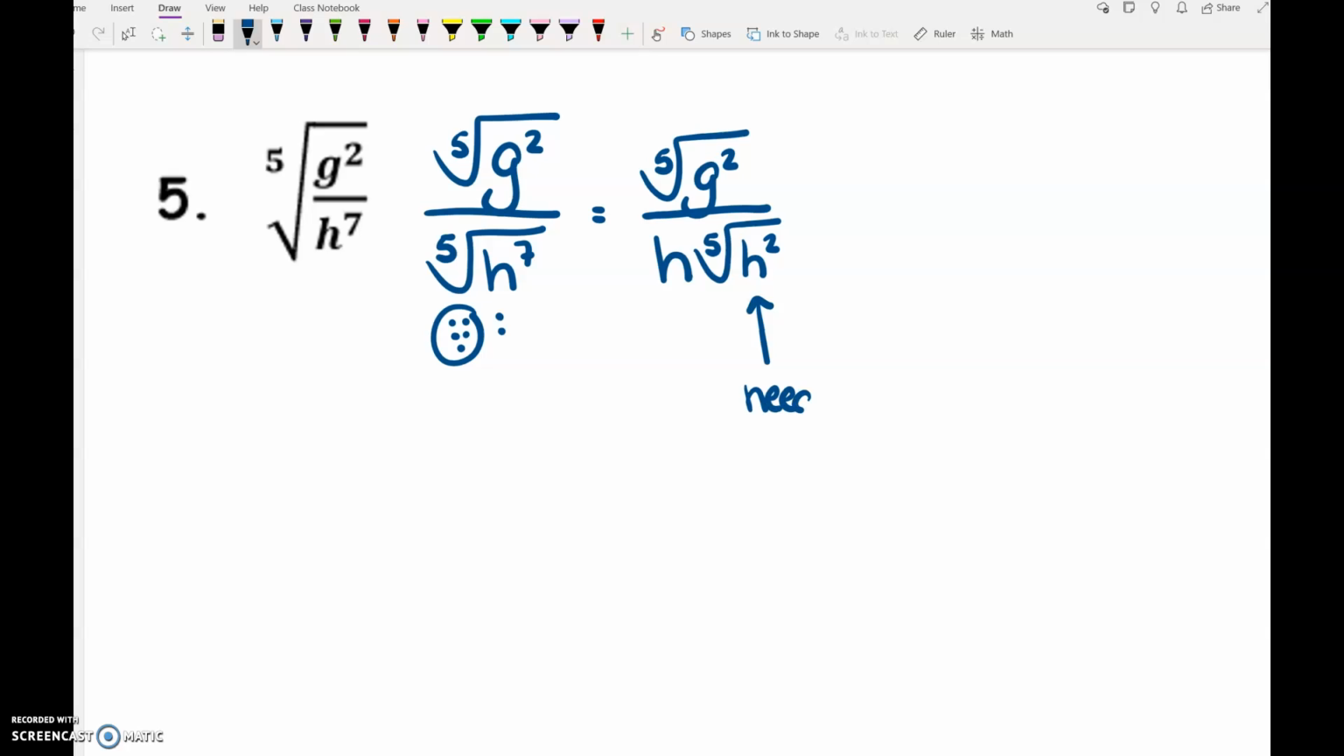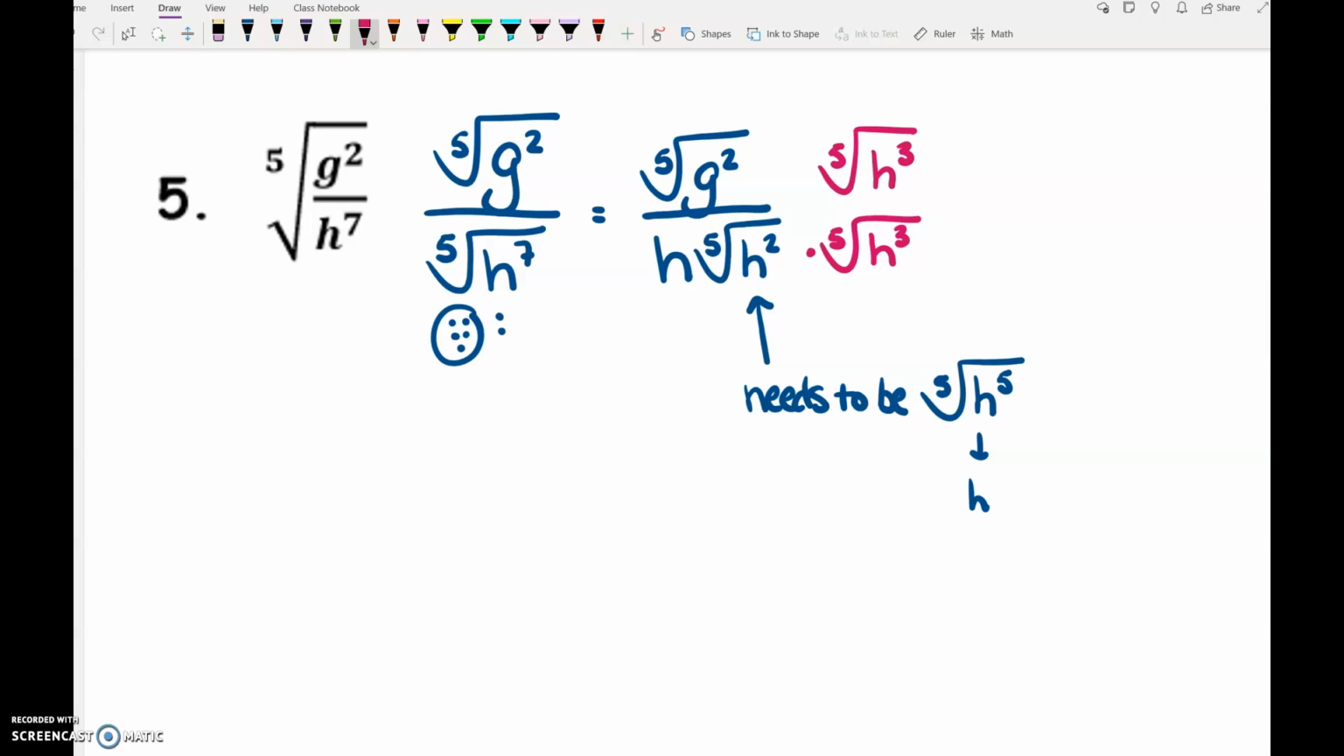This needs to be the 5th root of h to the 5th. Because if it was the 5th root of h to the 5th, what would that actually be? That would clear it and make it just a plain h. It's currently the 5th root of h squared. How many more do we need to get to a full group of 5? 3 more. So I'm going to multiply by the 5th root of h to the 3rd on the bottom and on the top. Whatever you do to the bottom, you're going to have to do to the top.